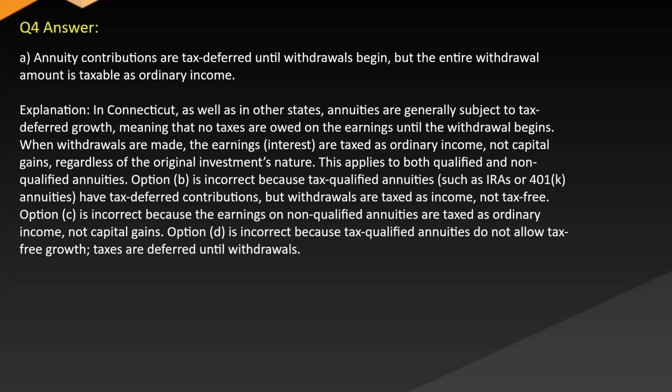Option B is incorrect because tax-qualified annuities such as IRAs or 401(k) annuities have tax-deferred contributions, but withdrawals are taxed as income, not tax-free. Option C is incorrect because the earnings on non-qualified annuities are taxed as ordinary income, not capital gains. Option D is incorrect because tax-qualified annuities do not allow tax-free growth. Taxes are deferred until withdrawals.